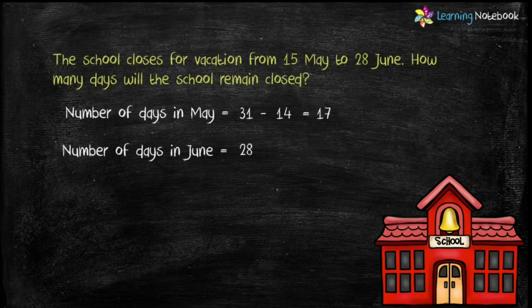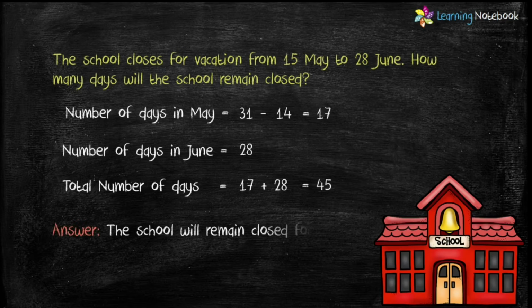Now, number of days school remain closed in June is 28. So, to find total number of days, let's add 17 and 28. We get 45. Therefore, answer is the school will remain closed for 45 days.